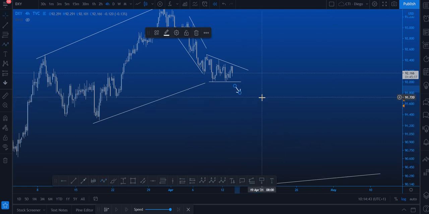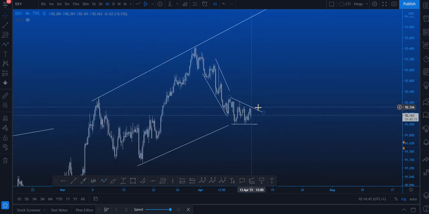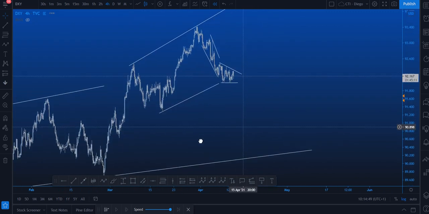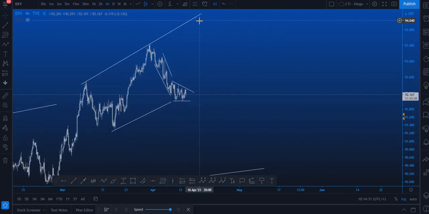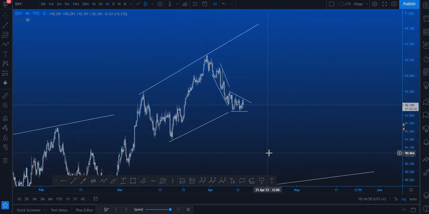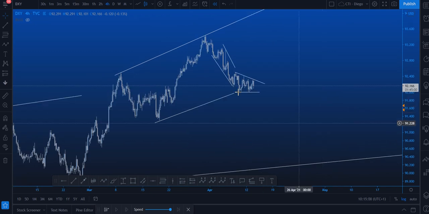Or we could easily just see a break of this trend line to the upside. So right now, keeping it really simple, a break of structure will push price up here, or a break of this support will push price back down to the outer structure of the larger pattern. So that's the powerful way of using pattern separation as an example.